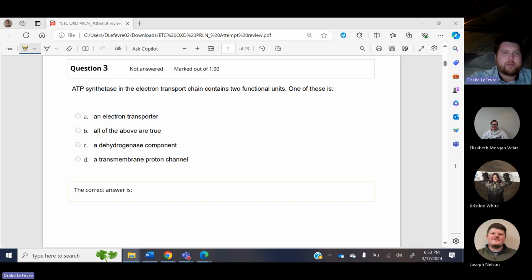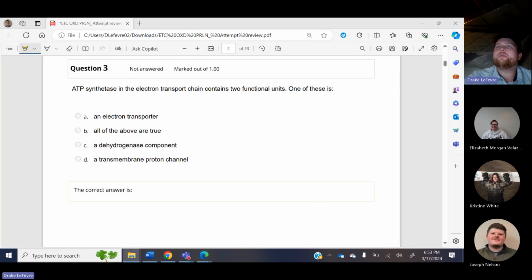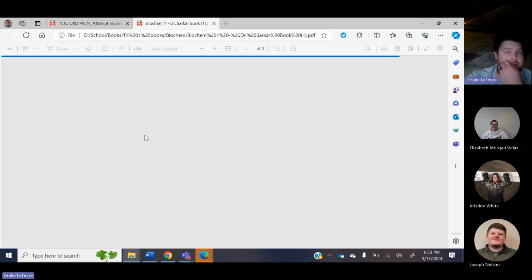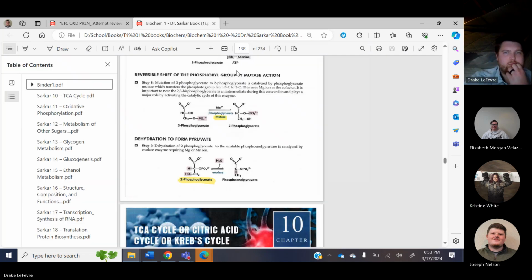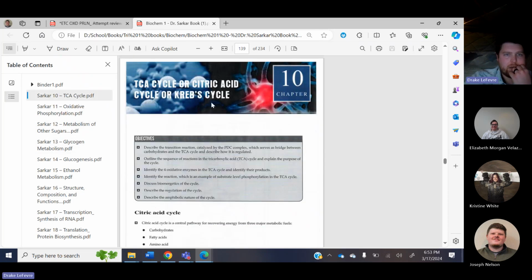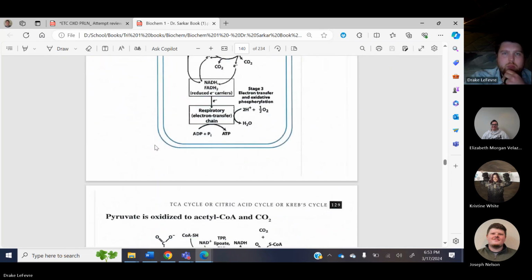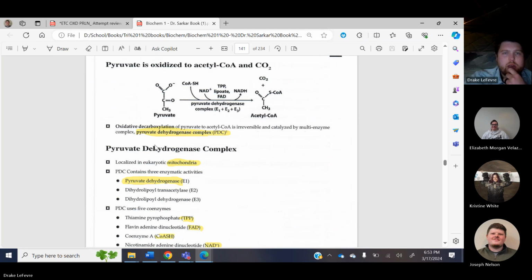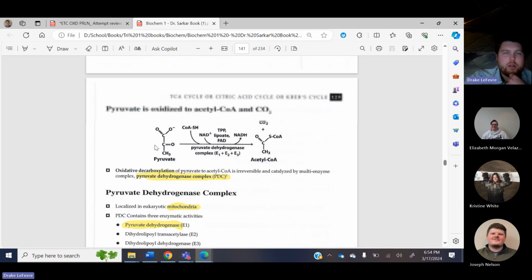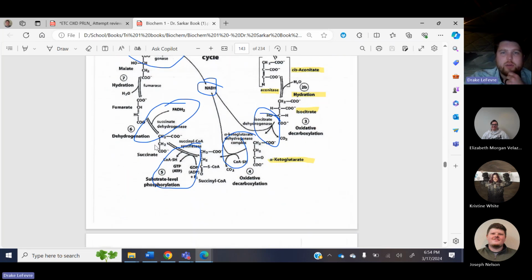When we talk about the electron transport chain, maybe we should start with this before we dive deep into it. So we've gone through all of our citric acid cycle, all of our Krebs cycle. We got all the way through.